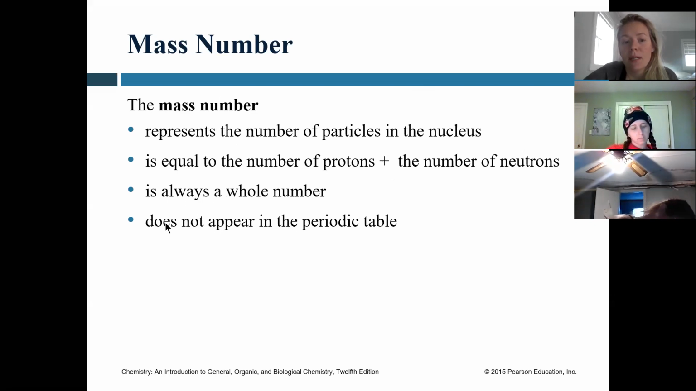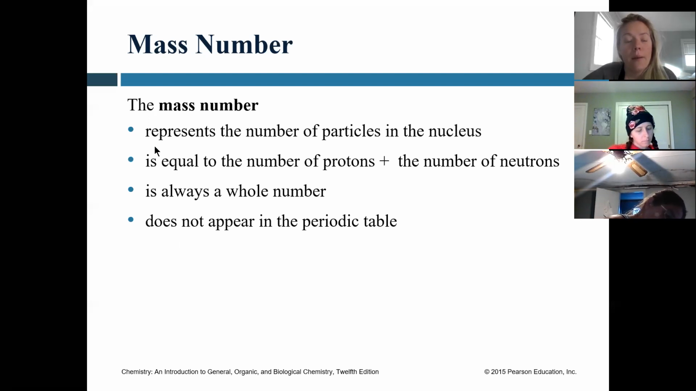It doesn't appear on the periodic chart. Do you guys see the decimal number underneath each of the elements? That is the average mass number. So that's the mass number of all the isotopes combined together. That's not telling us about a specific element. So if we're looking at carbon 12, we're using the 12 mass. If we're looking at carbon 14, we're going to use a 14 mass. And we'll get a little bit more into that.